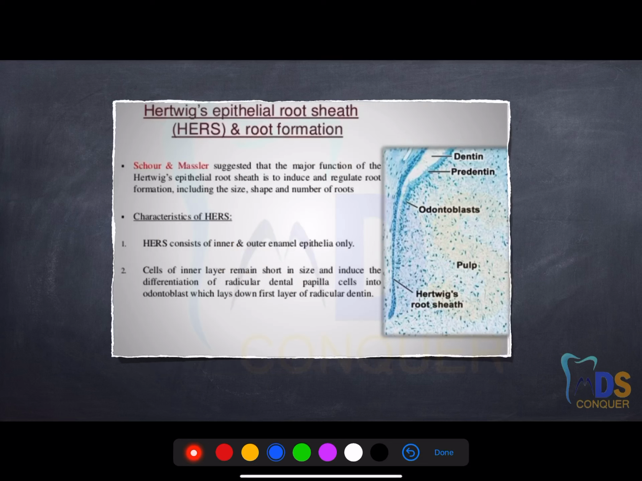And HERS, that is Hertwig's epithelial root sheath, and root formation. I hope you're very familiar with this, and it consists of inner and outer enamel epithelium only. You can see this inner and outer enamel epithelium, the outer part and the inner part.